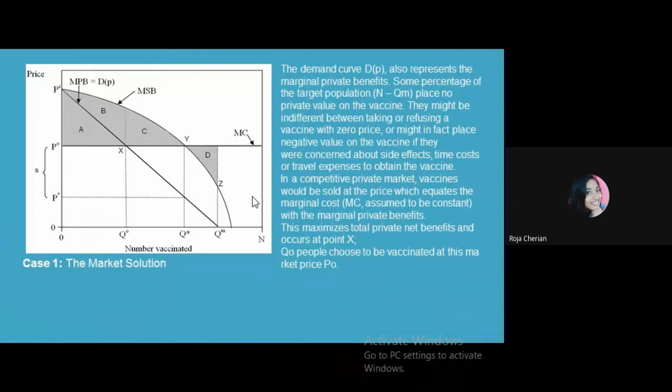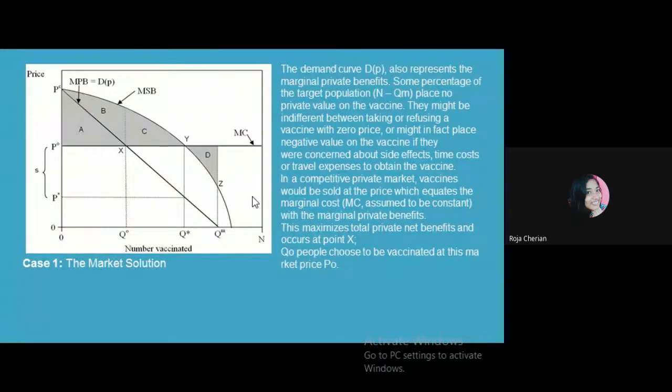In this figure, the x-axis shows the number of people who get vaccinated and the y-axis shows the price level. DP is the demand curve. It also represents the marginal private benefit. Up to point QM, there exists marginal private benefit. But after point QM, that is the point between point N and QM, the percentage of the target population places no private value on the vaccine. It might be because they are concerned about its side effects or the travel expense to obtain the vaccine, or they might be indifferent between taking or refusing a vaccine at a zero price.